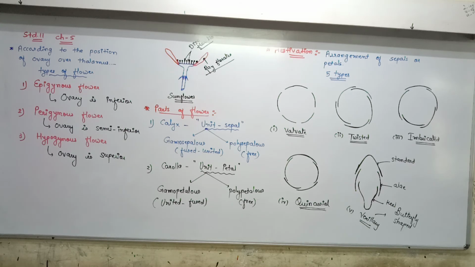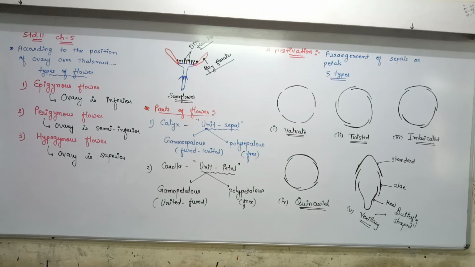It's called twisted. If the margin of the sepal or petal overlaps one another but not in any particular direction, as in Cassia and Gulmohar. Okay, Cassia and Gulmohar. Gulmohar flowers are tasty, they can be eaten. It is imbricated. So in imbricated, one margin is totally outside, one margin is totally inside and the rest are like a twisted. In pea and bean flower there are 5 petals.